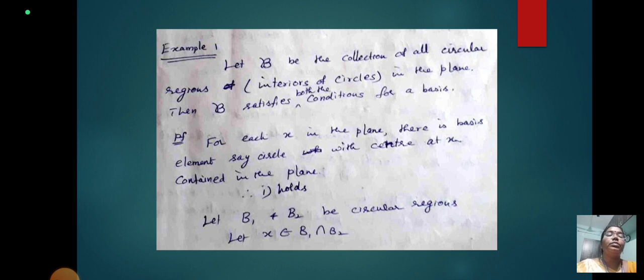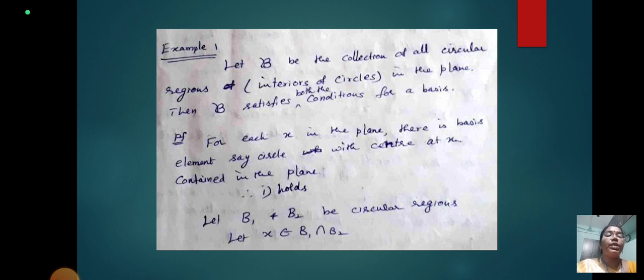Second condition, for x belongs to X, if there exist basis elements B1 and B2, and x belongs to B1 intersection B2, there exists a basis element B3 such that x belongs to B3 and also B3 is a subset of B1 intersection B2. Proof: for each x in the plane, there is a basis element, say a circle, with the center at x contained in the plane. Hence, x belongs to one of the circles, therefore condition 1 holds.